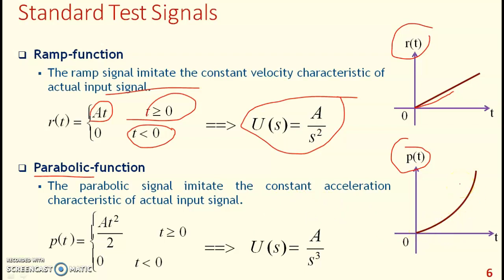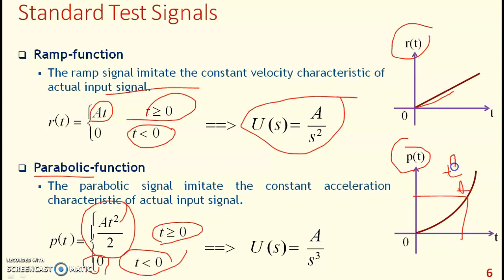This is the representation of the graph. For the parabolic signal, the magnitude is represented by A into t square by 2, for the condition t greater than 0, and if t is less than 0, its magnitude is 0. So A t square by 2 means you can write like this: suppose this is the point A, the magnitude, it is t square by 2, which is parabolic in nature. Clear? If you apply the Laplace, A is the constant, and for t square by 2 you will get 1 by s cube.